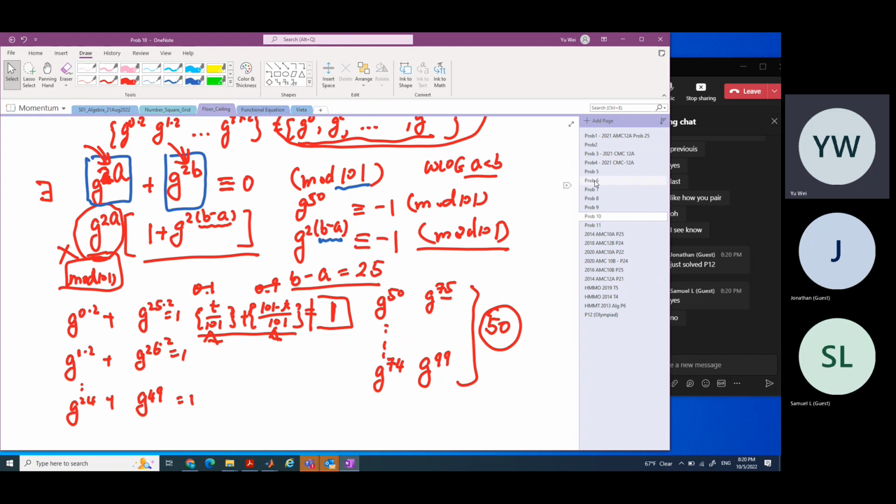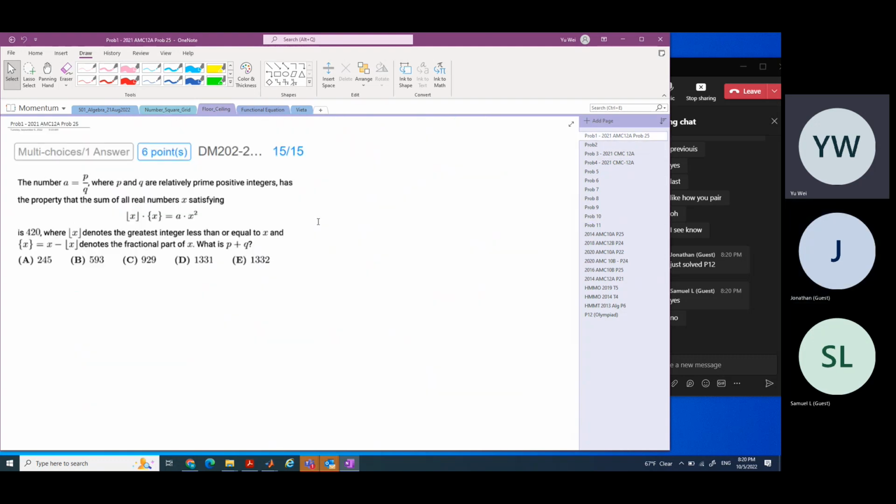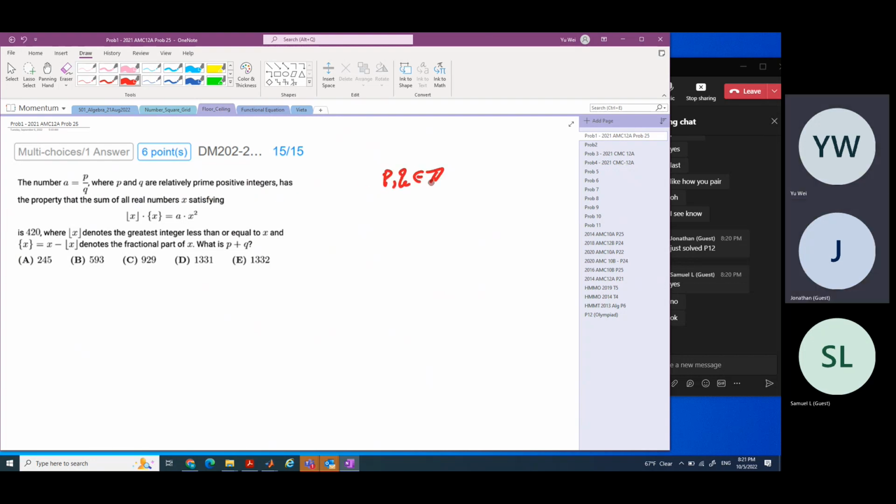Okay. So now bear with me a little bit. Let's solve this one first with Jonathan. Okay, so Jonathan, let's see this problem. The number a is p over q, right? p and q are relatively prime positive integers. So we have these properties.